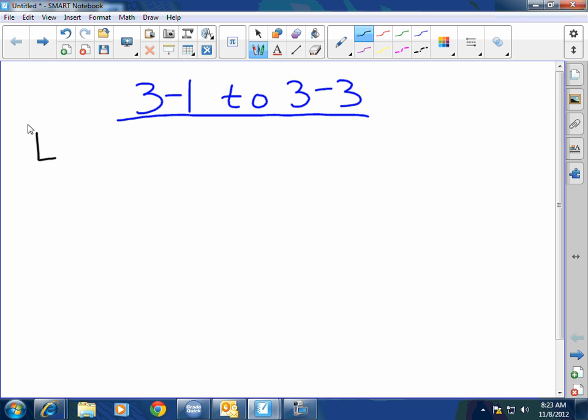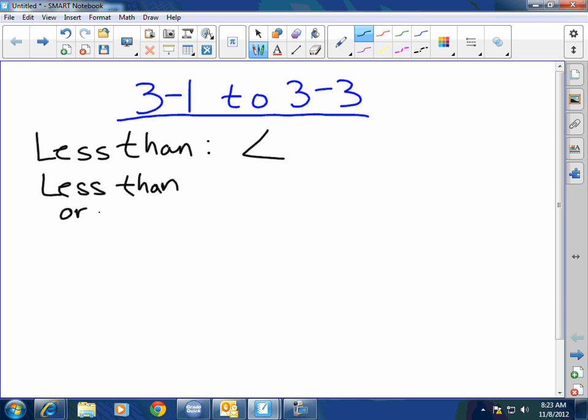Well, you have less than. You can have less than or equal to, and less than or equal to is the less than sign, but it has a line underneath because it can also be equal to that.